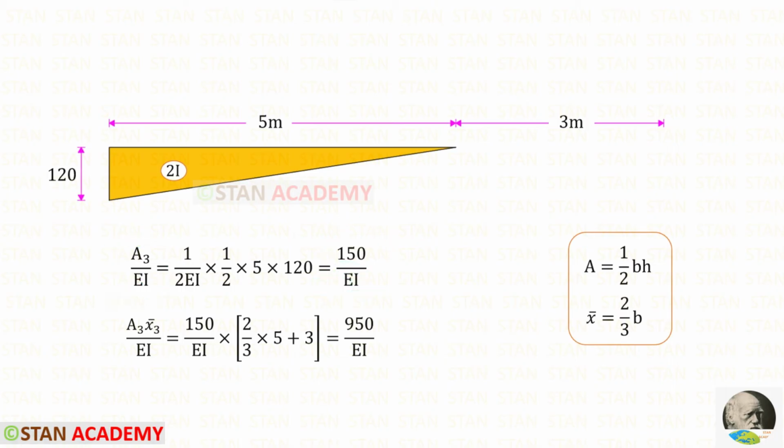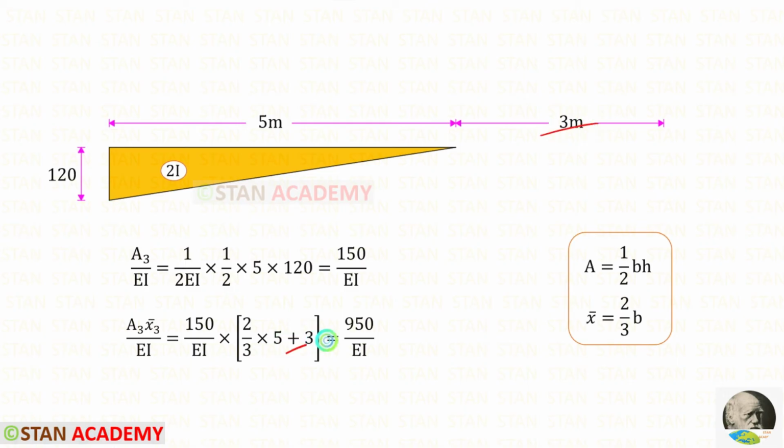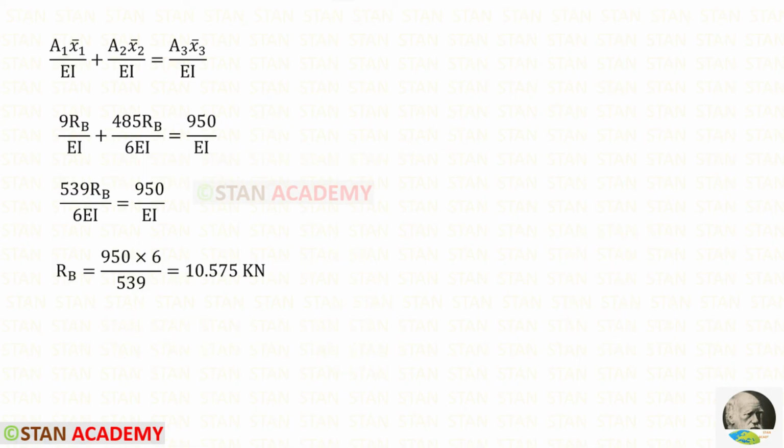Let us find area 3 x bar 3 upon EI. We know the value of area 3 upon EI. Let us apply that. We know the formula to find the centroid distance about the right, that is 2 upon 3 into B. Here the breadth is 5. We have to add the remaining distance 3 also. For area 3 x bar 3 upon EI, we will get 950 upon EI. In this expression, we have found everything.